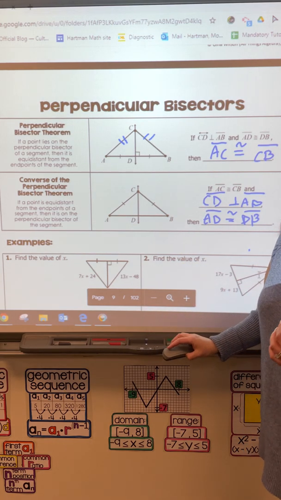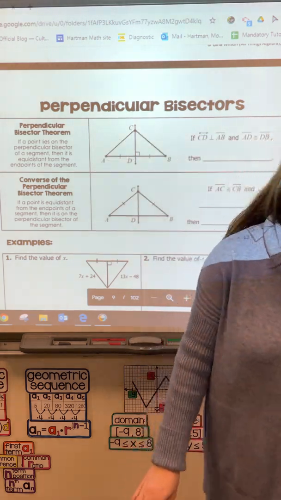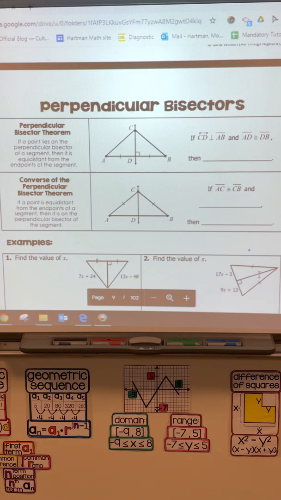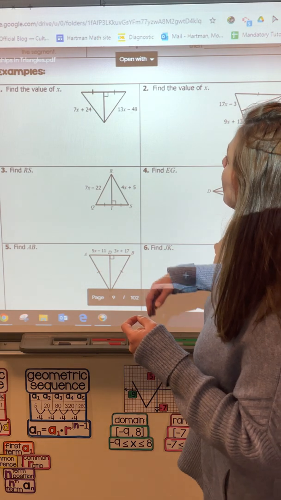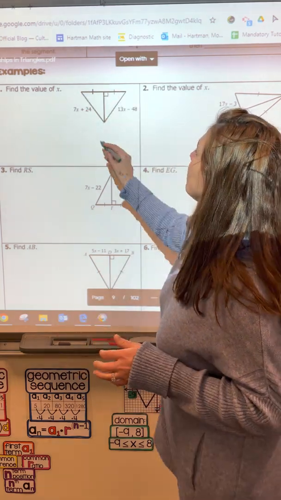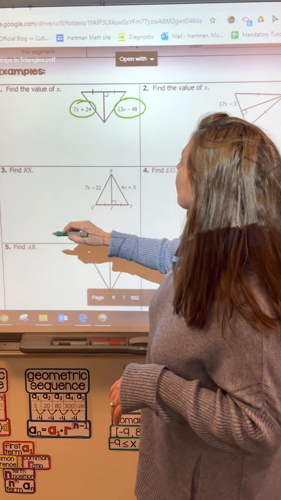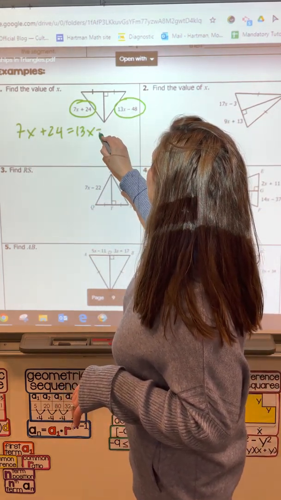Let's take a look at what it means algebraically when you solve with perpendicular bisectors. So let me scroll up. All right, okay, so let's take a look at number one. If I want to find the value of x, I know that we have a perpendicular bisector because it's perpendicular and it bisects. So that means that these guys are going to be congruent to each other. So I know 7x plus 24 equals 13x minus 48.